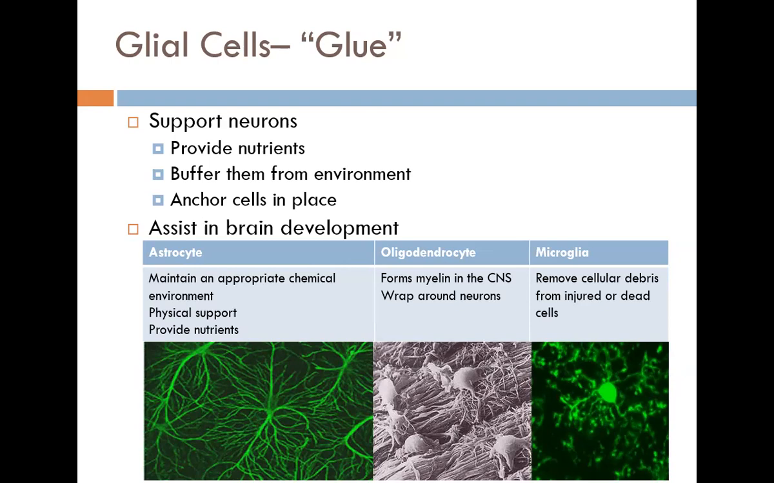Okay? The oligodendrocytes' job is to help form that myelin or fatty sheath in the central nervous system cells. It wraps around the axons, okay, to allow for better conduction of the electrical signal. Does anybody know what disorder is caused by the myelin sheath degrading?